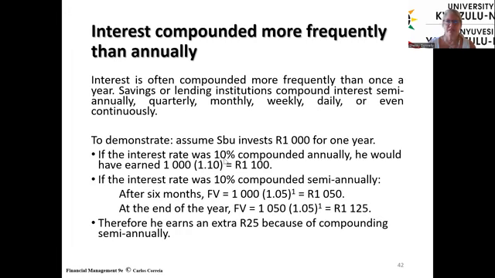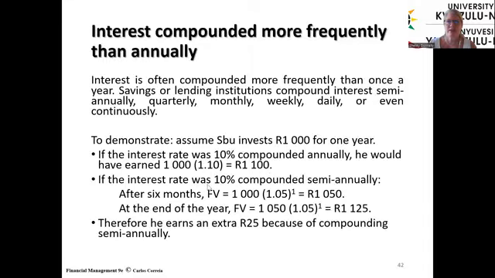Now, if the interest rate was 10% compounded annually, and you assume that if nothing is said about compounding, it's annual, he would earn by the end of year 1, 1,000, his original PV investment, times 1 plus the 10%, he'd have earned 1,100 Rand.